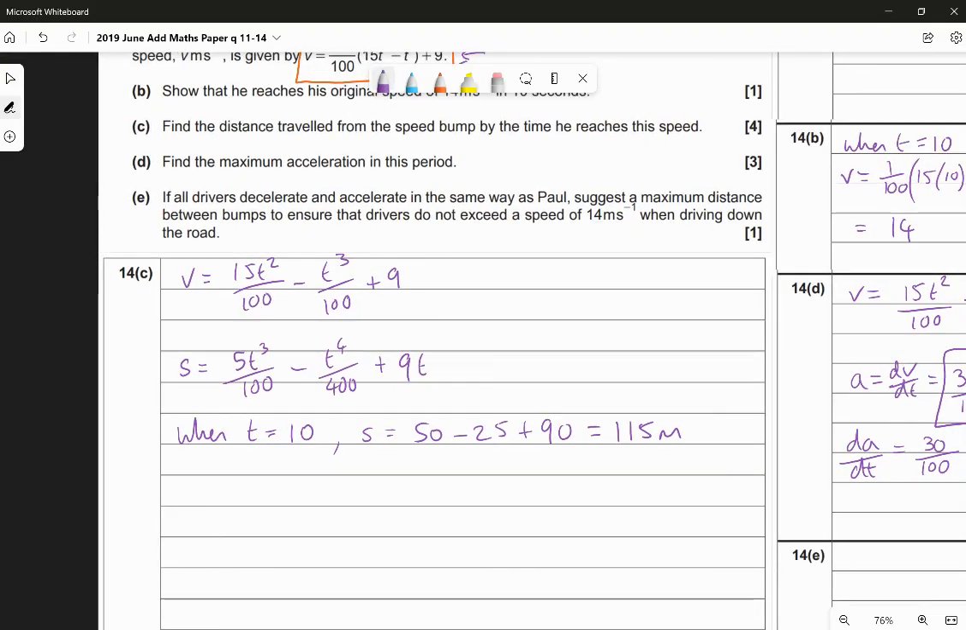Okay, part E, the last part of the paper. If all drivers decelerate and accelerate in the same way as Paul, sensible Paul, suggest a maximum distance between bumps to ensure that drivers do not exceed a speed of 14 meters per second when driving down the road.